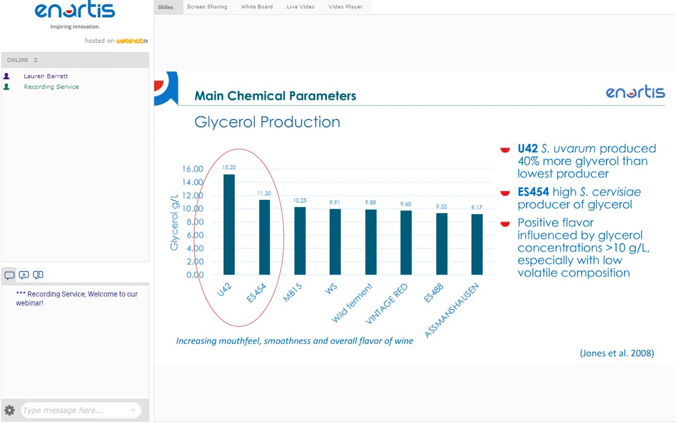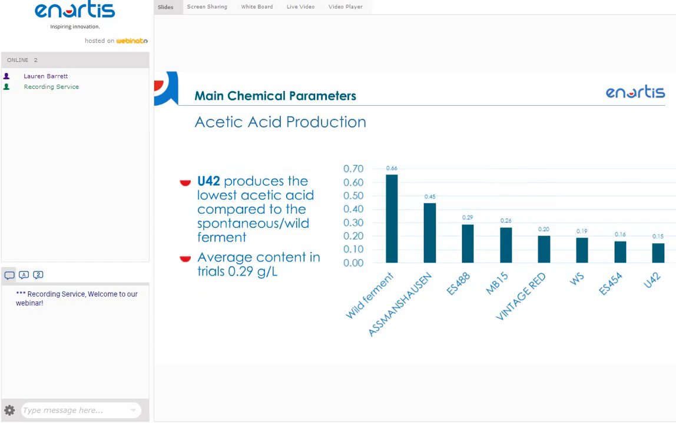Here we have acetic acid production, which is always an important parameter to consider when selecting yeast. And U42 produced the lowest acetic acid in comparison to the spontaneous wild fermentation, which was at 0.66. So the average content in the trial was at 0.29, with all of the other strains in our portfolio producing lower amounts of acetic acid. The Aspenhausen, again, because it is a longer fermenter, had a slightly increased acetic acid production.